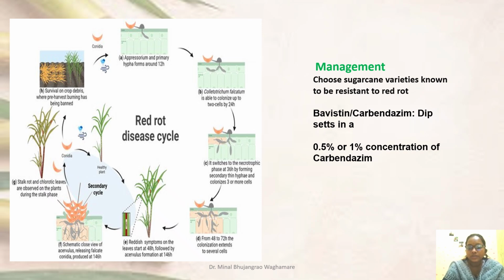Coming to their management, we have to dip the sets of the sugarcane before planting in carbendazim at a concentration of 1% or 0.5% for 18 to 30 minutes. Another management is we should use some resistant varieties. Other than this, we can also go for hot water treatment. We can provide 52 degrees Celsius for 30 minutes. And like this we can manage the red rot disease of the sugarcane.